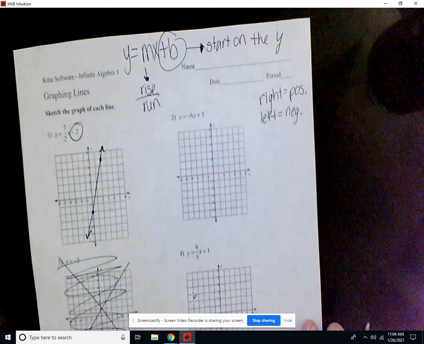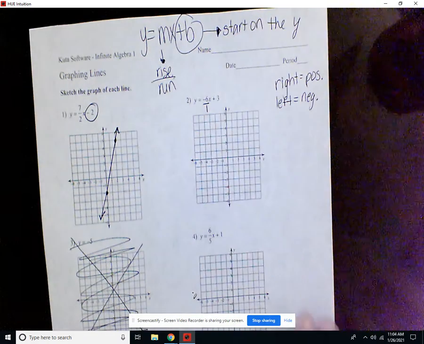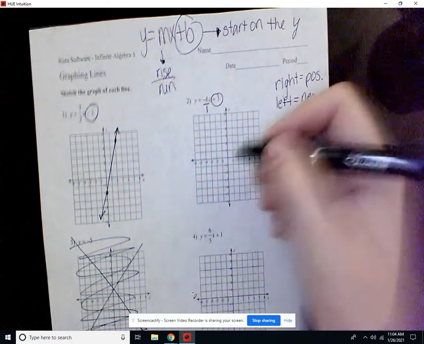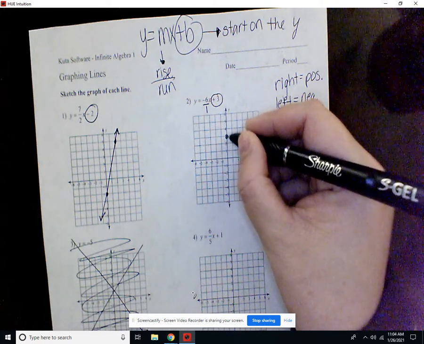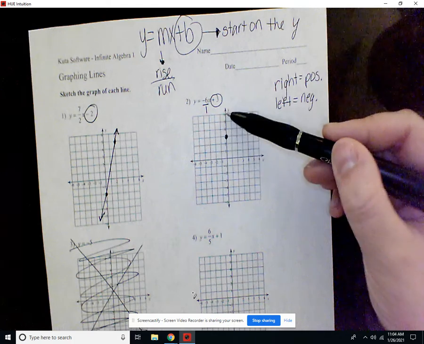Okay, number 2 is negative 6x plus 3. Remember, we have to make it a fraction, so we're going to put 1 underneath. We're going to start at positive 3. So we go to the origin. We're going to go up 3 spaces on the y-axis. So we're going to go up 6 spaces. So if we go up 6, we're off the graph.